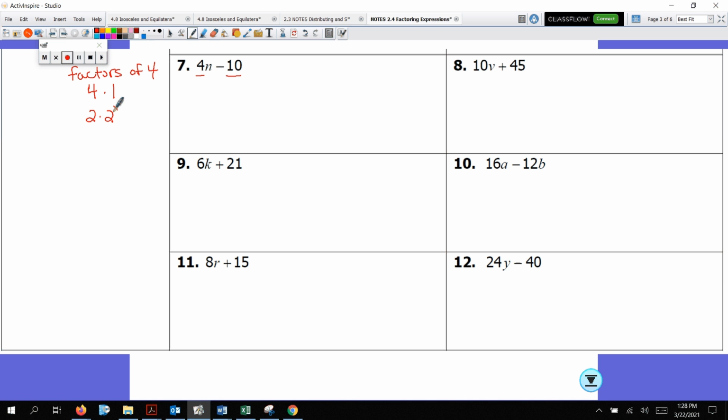So we decided that 2 was going to be a common factor with 4 and 10, or the greatest common factor is 2. So that means I'm going to divide by 2. Put that 2 out front, open your parenthesis, 4n divided by 2 is 2n. Negative 10 divided by 2 is negative 5. Okay, that's it.